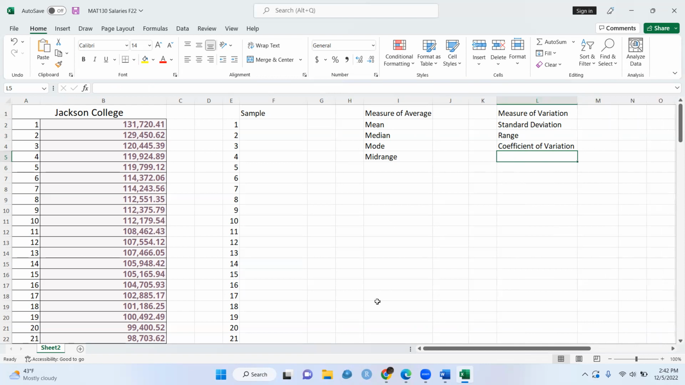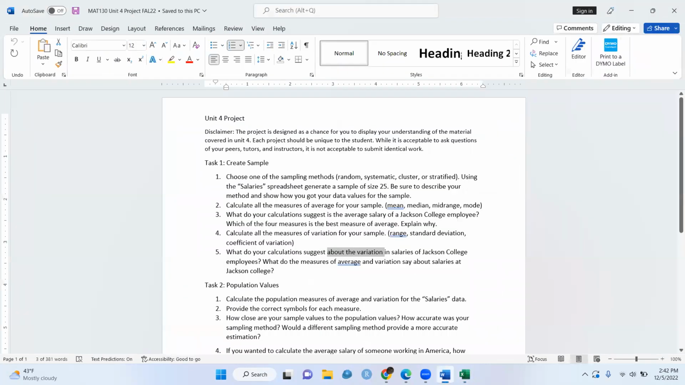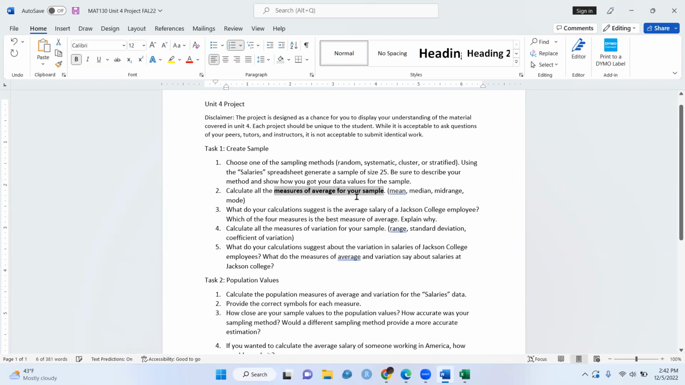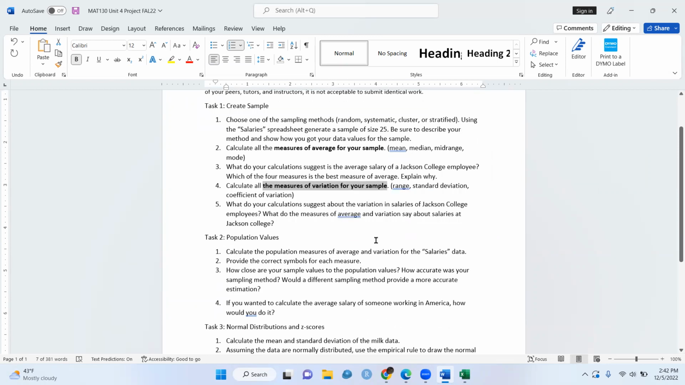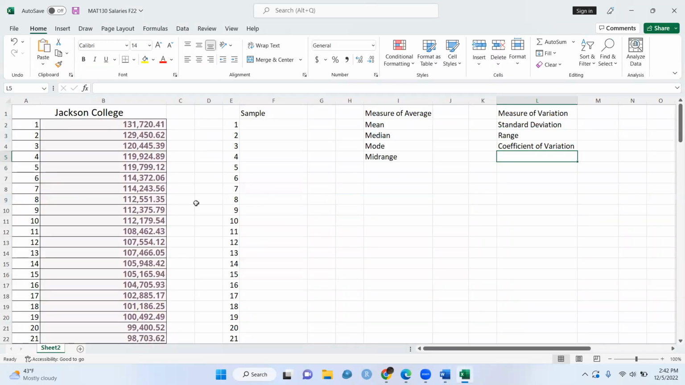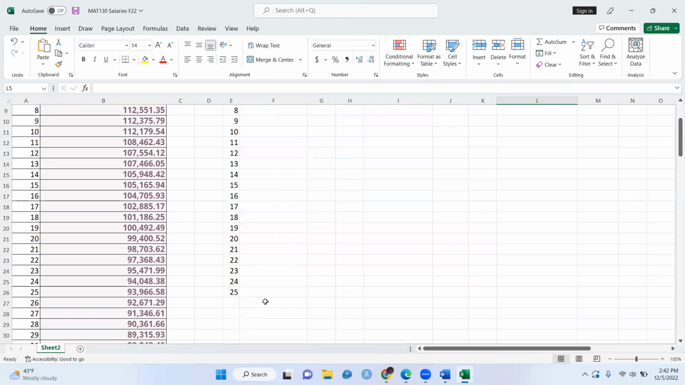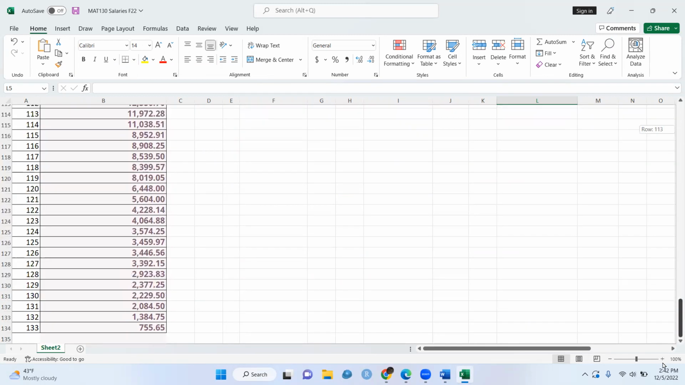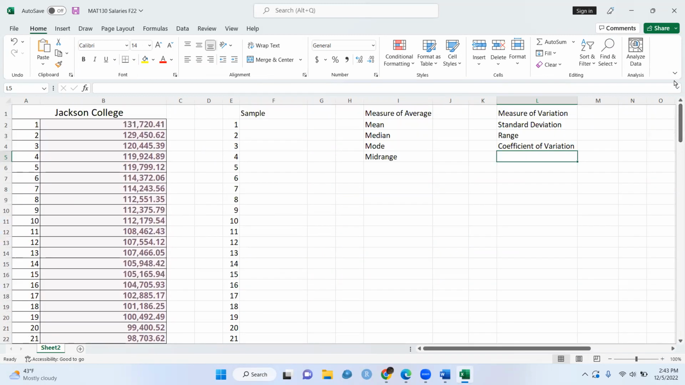Okay, now note that you're doing this twice, right? So if we look at the project, you're doing this for a sample. So measures of average for the sample, and then measures of variation for your sample. And then you're going to repeat that for population values of average and variation. So for the sample, you're just doing the 25 that you generate using one of the sampling methods you learned about from 4.4. And then for the population, you're using all 133 data values.